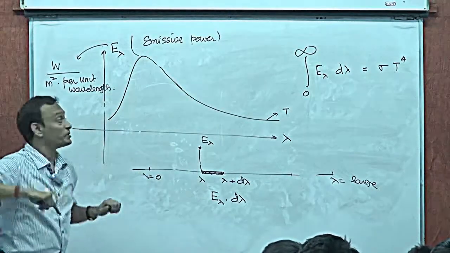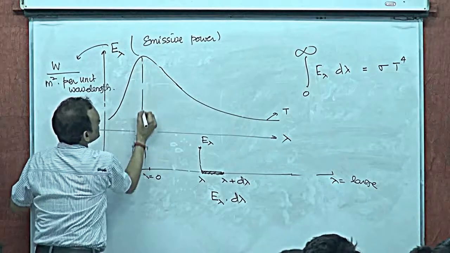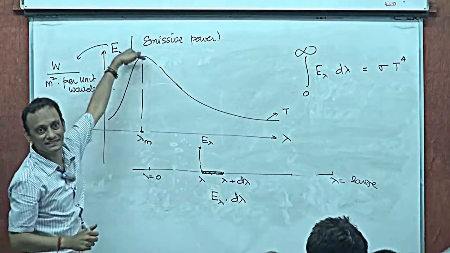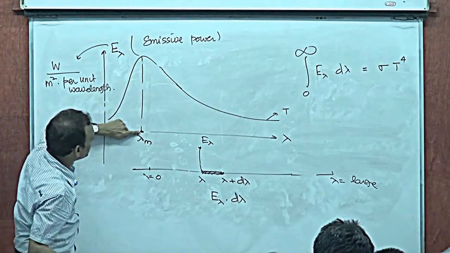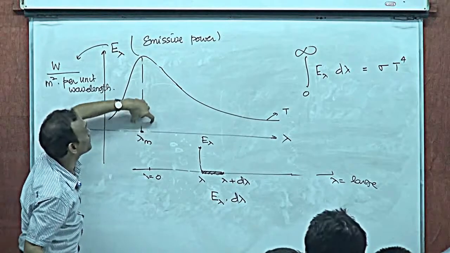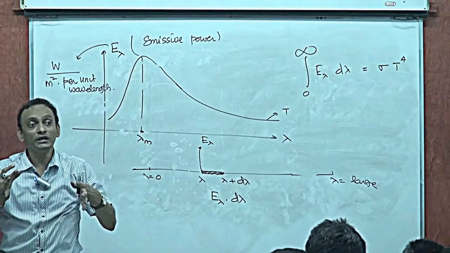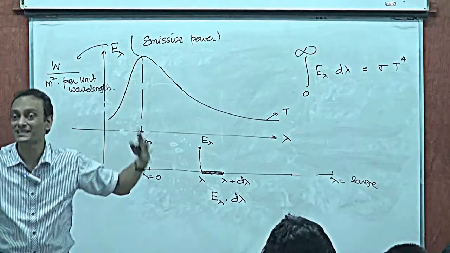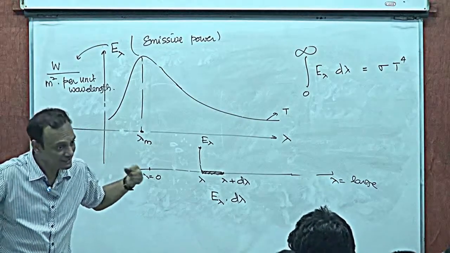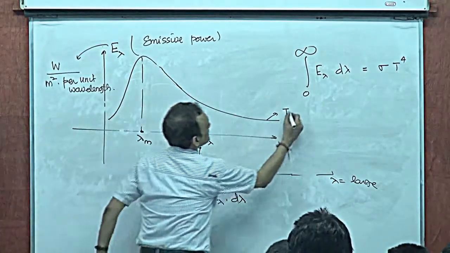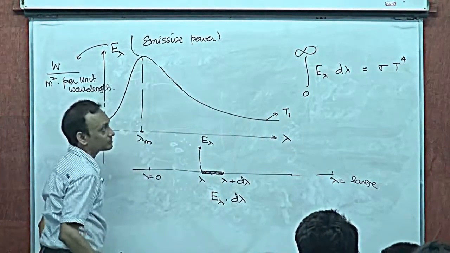Now, at a certain temperature, E lambda peaks at a certain lambda. At lambda m, it peaks. That means there is maximum energy in and around wavelengths close to lambda m. The energy, the watts per meter squared, is maximum. That means the intensity is maximum around some wavelength lambda m. Let's say this is at temperature T1.